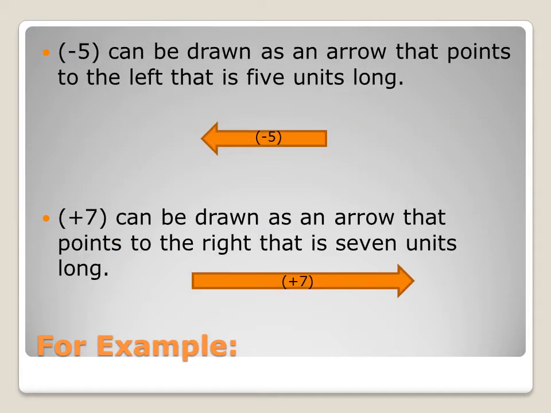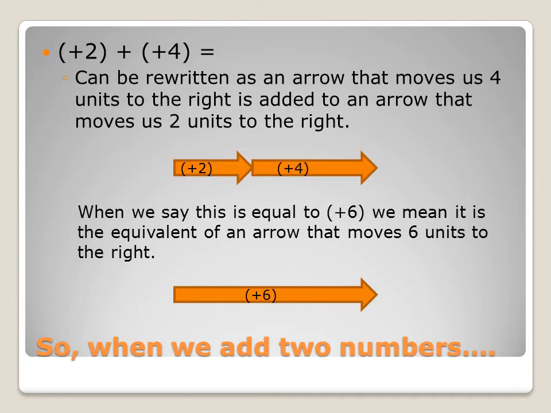So for example, negative 5 can be drawn as an arrow that points to the left, that's 5 units long. The negative means that it goes left, the 5 means that it's 5 units long. Positive 7 can be drawn as an arrow that points to the right, that's 7 units long. So, when we add two numbers, what we're actually doing is adding these arrows. We use what we've been calling head-to-tail addition, which means we stick the tail of one arrow on the head of the other.